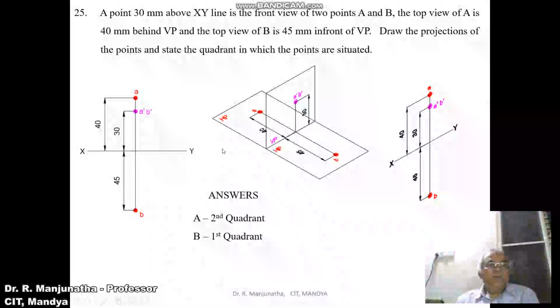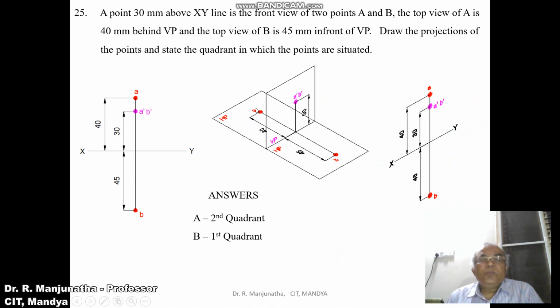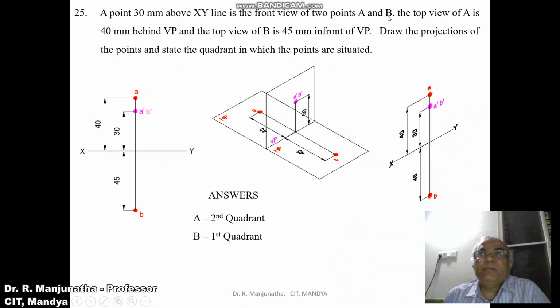Now, first we will draw the XY line and mark VP. Here there are two points. Mark the XY line, and here he says 30 mm above XY line is the front view of 2 points, capital A and capital B.